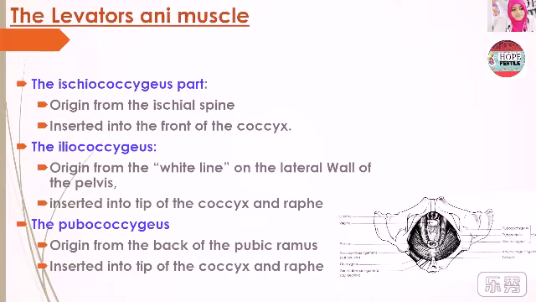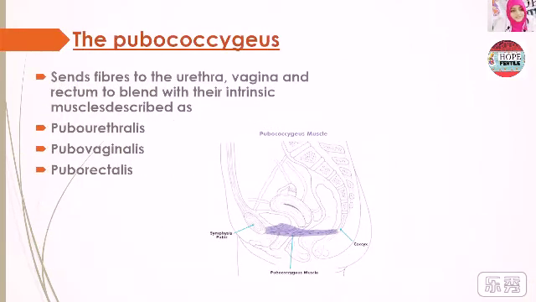The ilio-coccygeus originates from the white line on the lateral wall of the pelvis. It is inserted into the tip of the coccyx and raphe. The pubo-coccygeus part has its origin from the back of the pubic ramus and is inserted into the tip of the coccyx and raphe. The pubo-coccygeus part sends fibers to the urethra, vagina and rectum to blend with their intrinsic muscle, described as pubo-urethralis, pubo-vaginalis, pubo-rectalis.